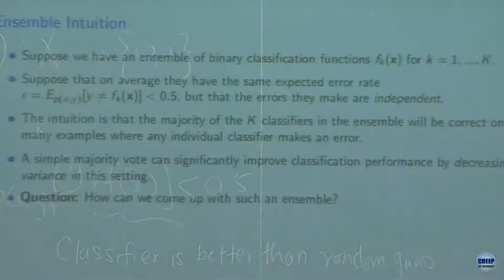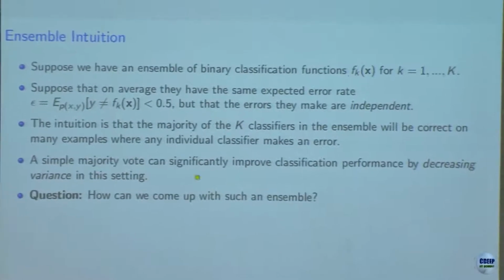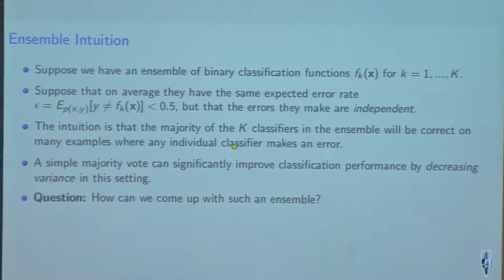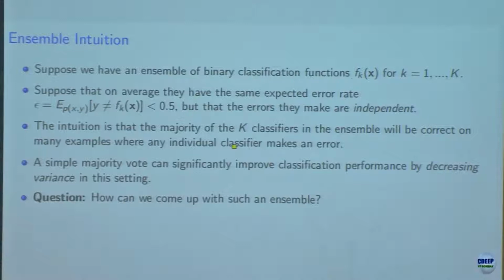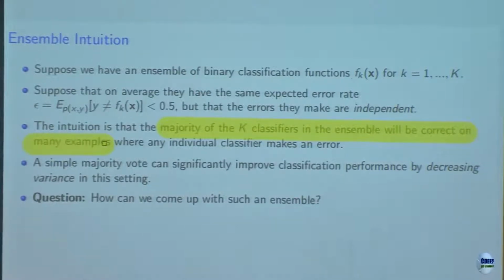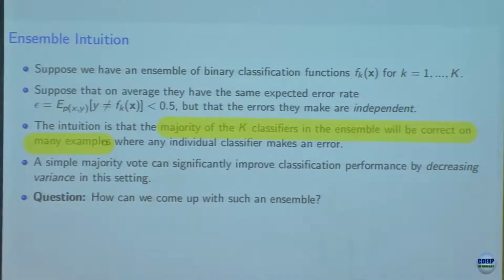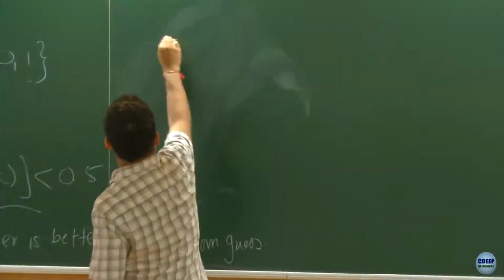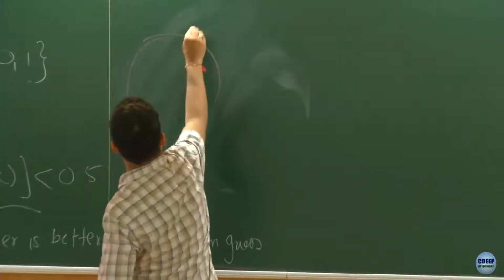Okay, so now under this assumption what could you do? So now we have given some more context under which you can do this weighted averaging. What will turn out is that the majority of the K classifiers in the ensemble will be correct on many examples. So an individual classifier might make an error, but a majority will be correct. And one way to pictorially understand this, they're all targeting the same problem.